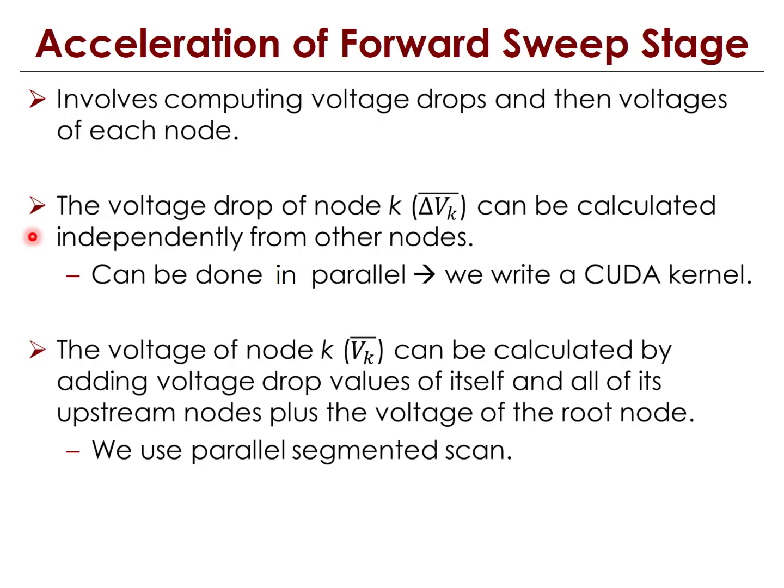The voltage of a node can be calculated by adding voltage drop values of itself and the collection of its parent and grandparents on the path to the root node, plus the voltage of the root node. We use parallel segmented scan to accelerate this step, as will be discussed in the next slide.